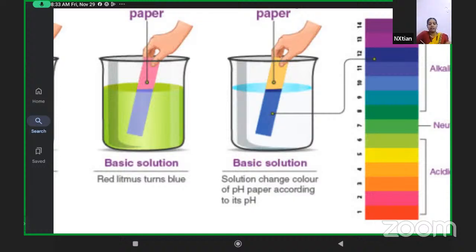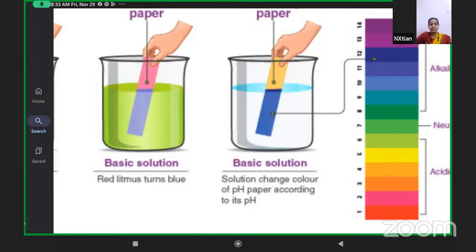All right. Now, what color was it supposed to turn? It was supposed to show no color change. Yes, it won't show any color change.